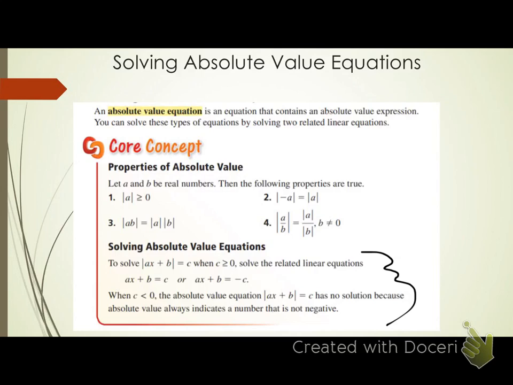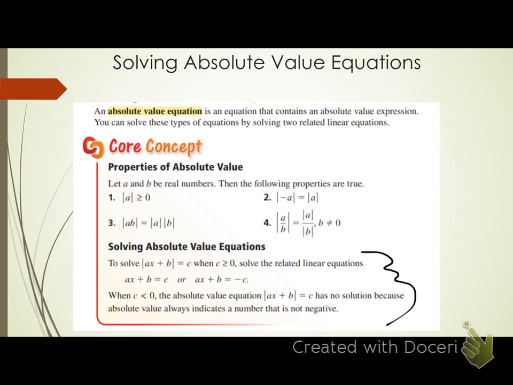If I have the absolute value of a times b, that's going to be the same as if I take the absolute value of a, take the absolute value of b, and then multiply them. So the absolute value of a times b is the same as the absolute value of a times the absolute value of b. And then same thing with division. Absolute value of a divided by b is the same thing as absolute value of a divided by the absolute value of b, when b does not equal 0. So those are just some properties that are true of our absolute values.